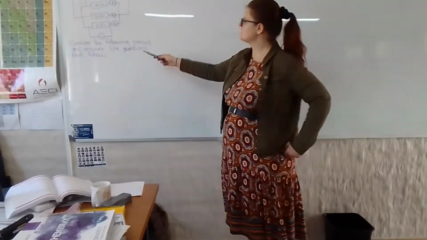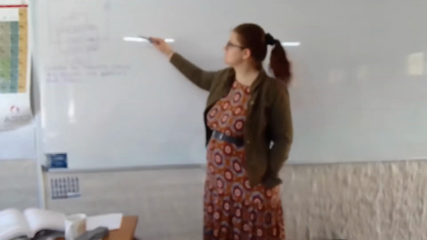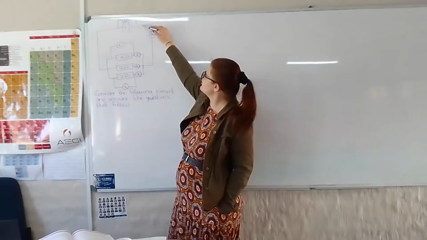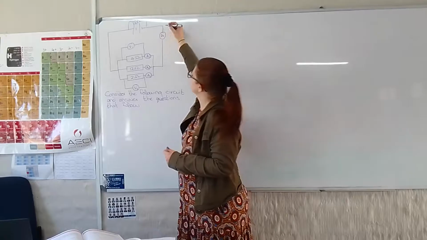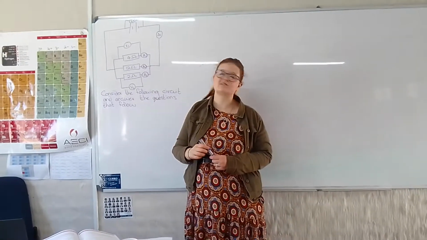The question says, consider the following circuit and answer the questions that follow. So I want us to analyze our circuit. We are given 6 volts over here, which means it is a 6 volt battery. That is our total potential difference, 6 volts.